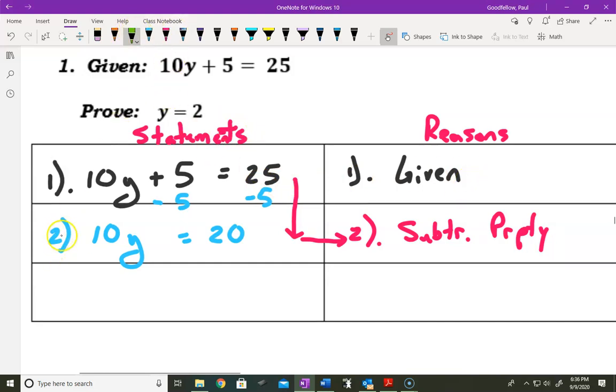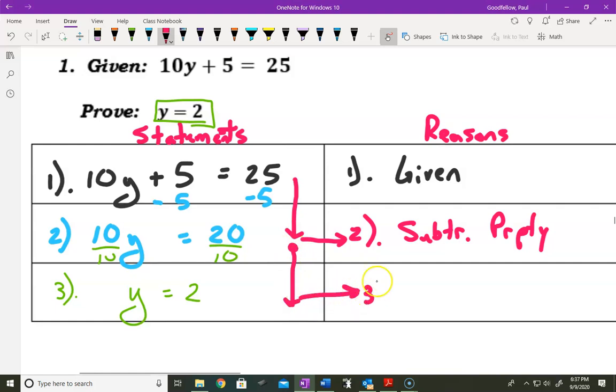Now, if we take a look at each individual line, you'd be like, okay, well, what's the next following step to continue this? Well, I would divide each side by 10, and my end result would be that y equals 2. Now, check it out. It's exactly what you were trying to prove. But what was the step that needed to take place from this point to this point, and tell me why you did it?